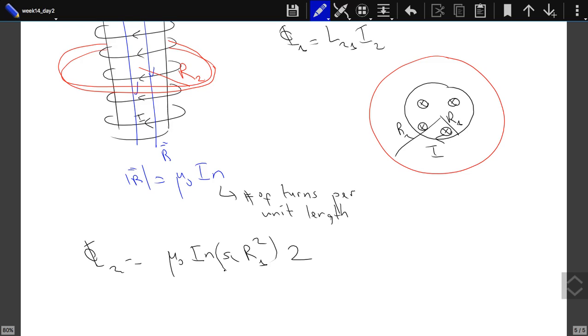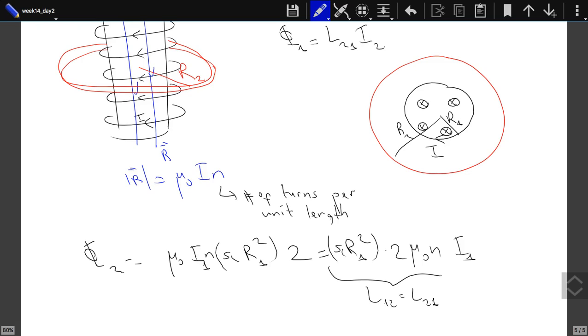And this is, let's say, I1. This is equal to pi R1 squared times 2 times mu 0 n times I1. So here you have L12, which is also L21. Independent of R2, you're right.